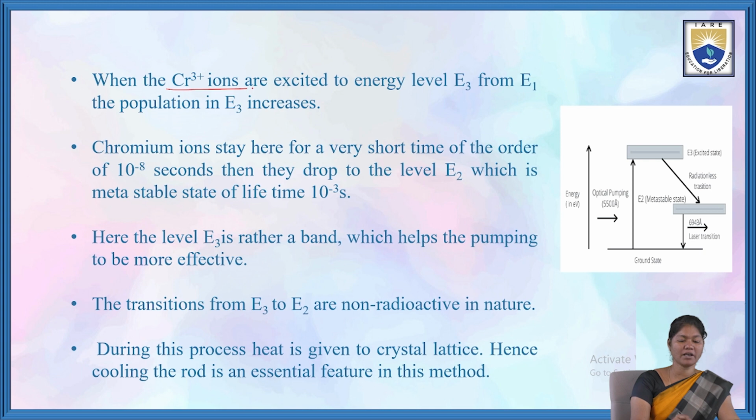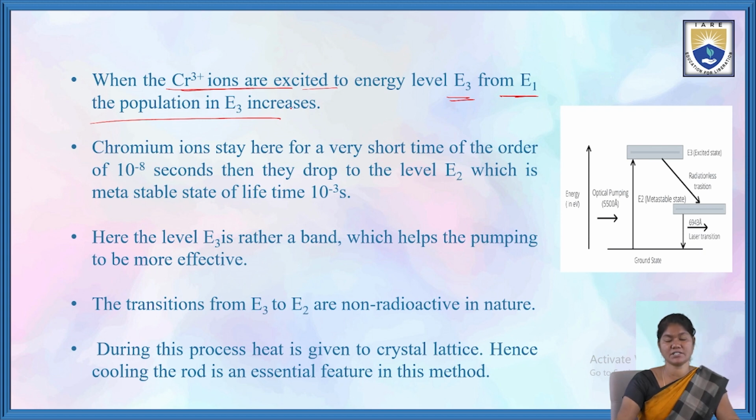When the chromium ions are excited through optical pumping, the chromium ions are excited from level E1 to energy level E3, so that the population in E3 increases.